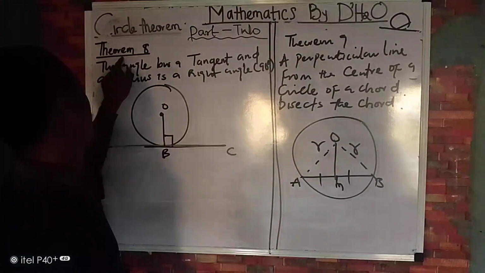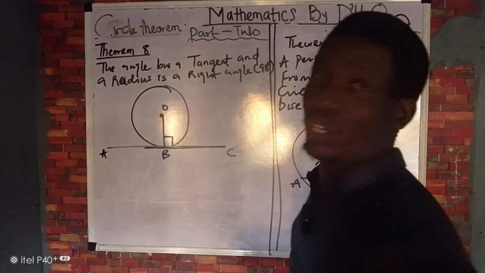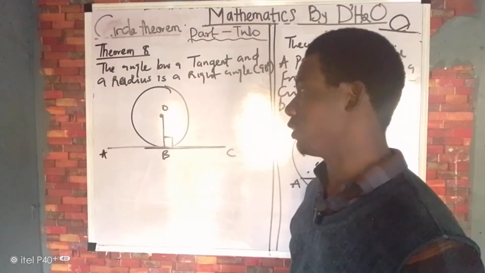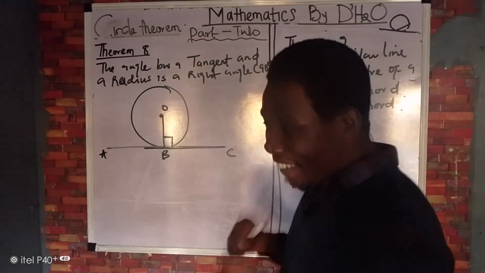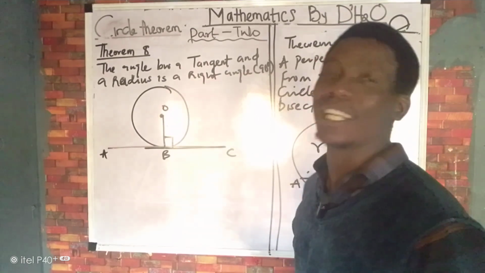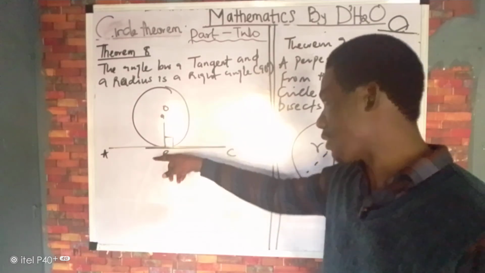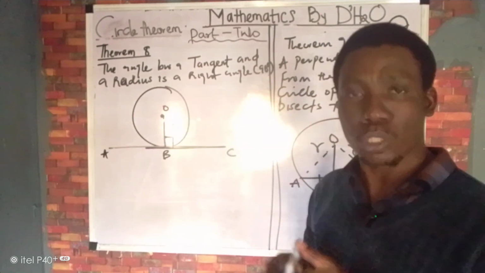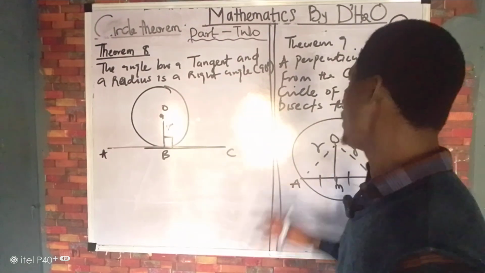Now theorem 8 of circle geometry. Theorem 8 says that the angle between a tangent, I told you what a tangent is, a line that approaches the edge of a circle, and a radius is 90 degrees. This is a radius, please. A radius is a line that is drawn from the center of a circle to the edge of a circle, as you can see on the board. So if I have a tangent and a radius, the angle formed between them is a what? A right angle. That is it.